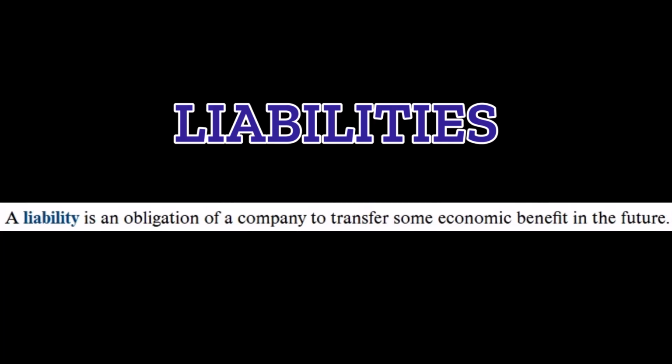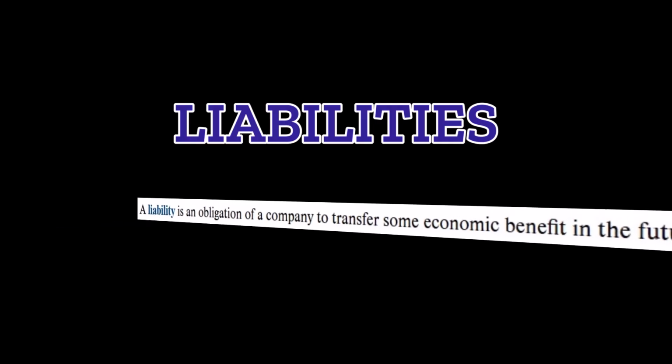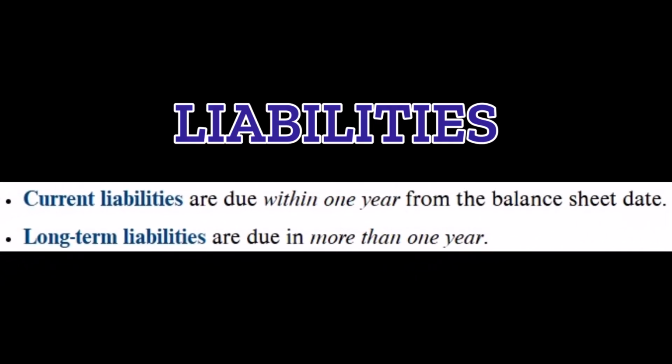A liability is a company's obligation to transfer an economic benefit, usually cash, in the future. We categorize liabilities into two main types: current liabilities, which are due within 1 year, and long-term liabilities, which are due in more than 1 year. Today, we're focusing on current liabilities.